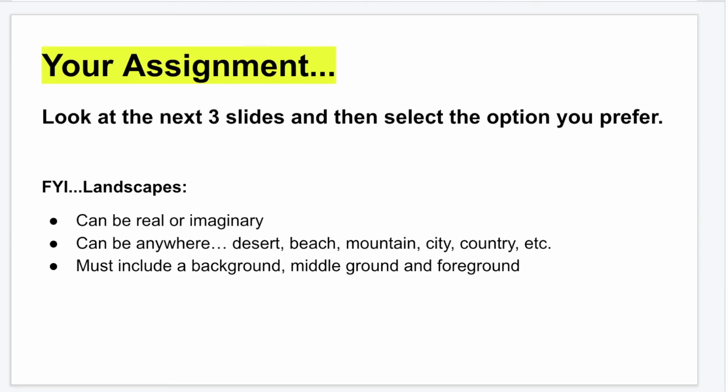And your assignment is going to be to choose one of the next three options. I want to mention that your landscapes can be real or imaginary, can be anywhere, desert, beach, mountain, city, country, etc., and must include a background, middle ground, and a foreground.